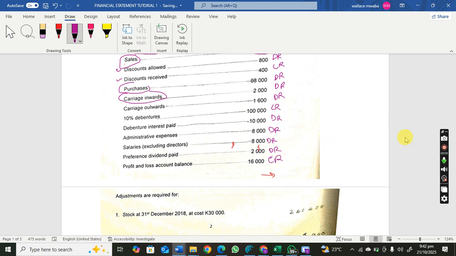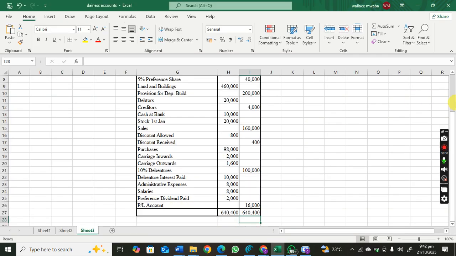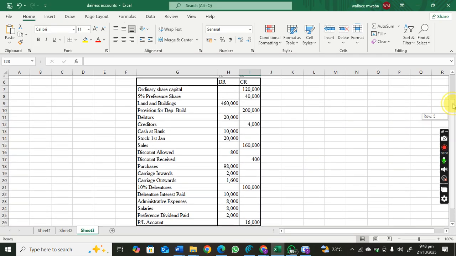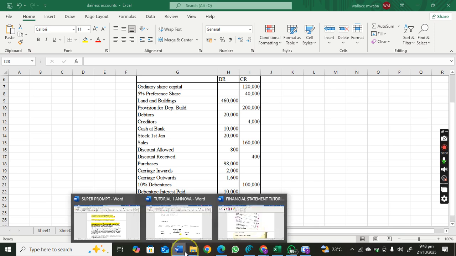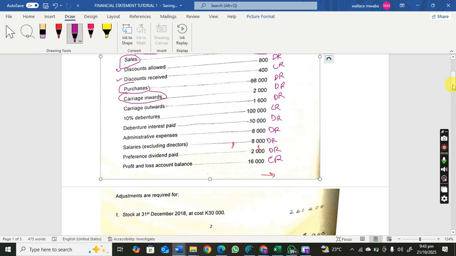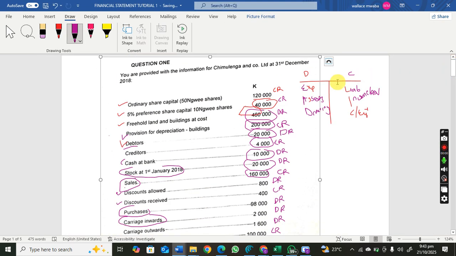Any questions, colleagues, before we now balance up our numbers? Any questions? So the trick is just have this diagram with you, okay, and know the type of accounts you're dealing with. That way you are going to allocate each account properly.